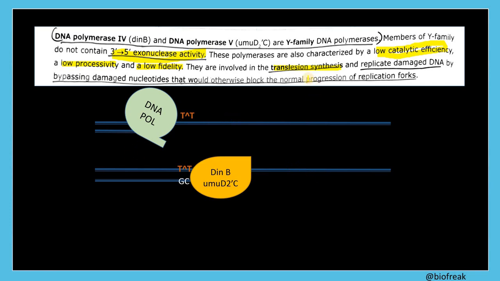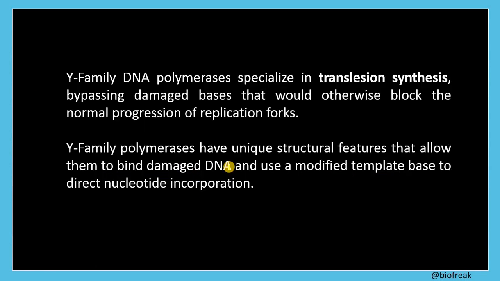Now there are several other repair mechanisms, but in the end, when no other repair mechanism is working, sometimes the damaged DNA is not always repaired, but sometimes it's overlooked by certain enzymes and then it is bypassed. So to summarize, Y family DNA polymerases specialize in translesion synthesis by bypassing damaged bases that would otherwise block the normal progression of the replication fork.